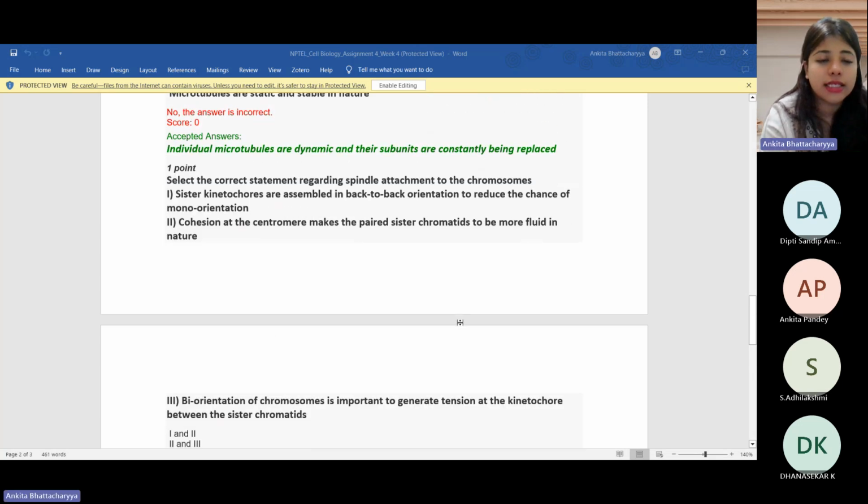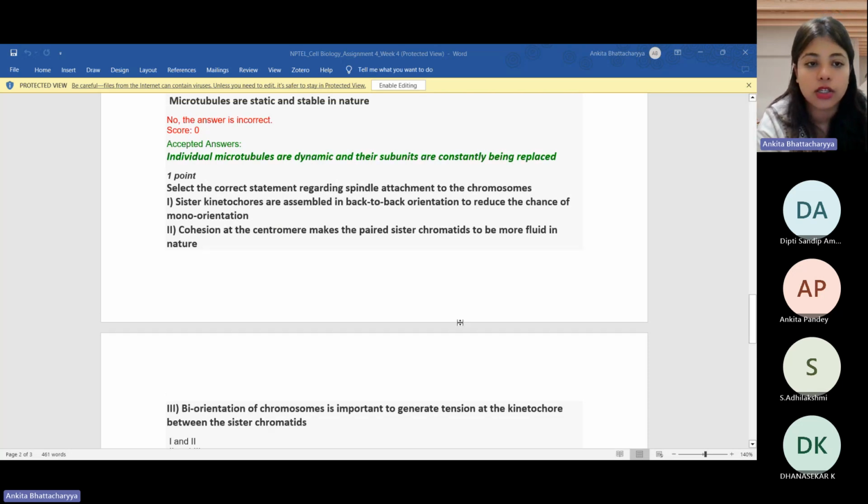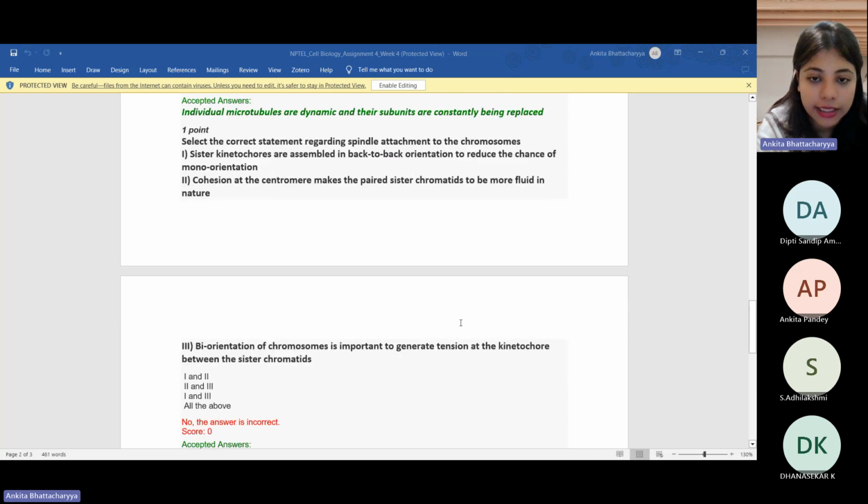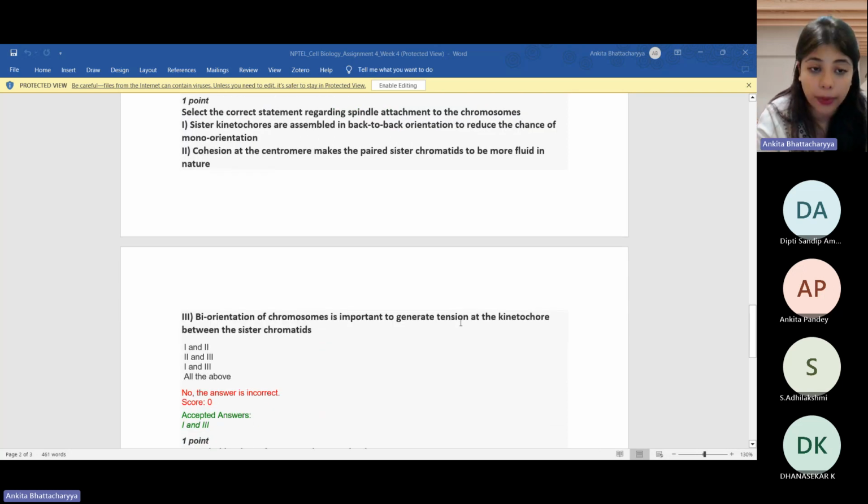The next question is for selecting the correct statement regarding spindle attachment to chromosomes. The first option is that sister kinetochores are assembled in a back-to-back orientation to reduce the chance of mono-orientation. That is certainly correct. Bi-orientation is required and necessary for correct segregation between the two spindle poles.